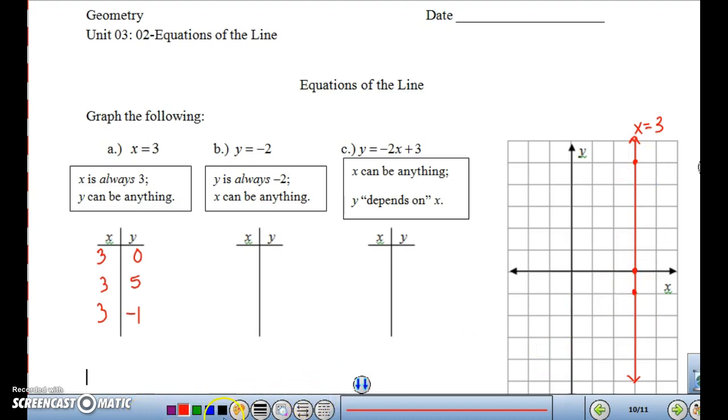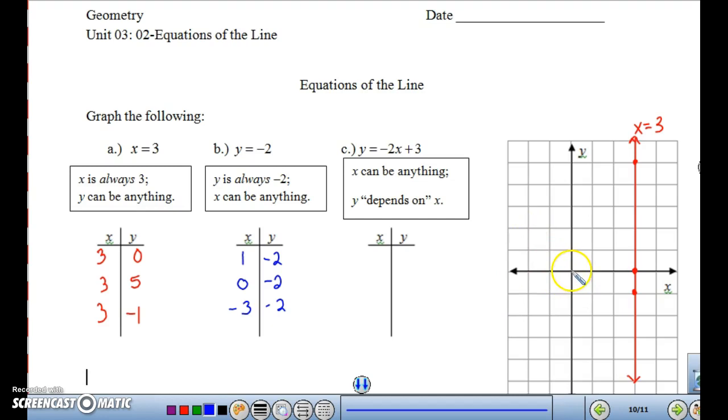So what do you think is going to happen when you have y equals -2? Well, instead of x being something, this says y has to be -2. Y is always -2. X can actually be anything. So I can fill in as many -2s as I want and make up some x's to go with them. We could say x is 1, we could say x is 0, and we could say x is -3. There are my values. X can be anything, but y has to be -2.